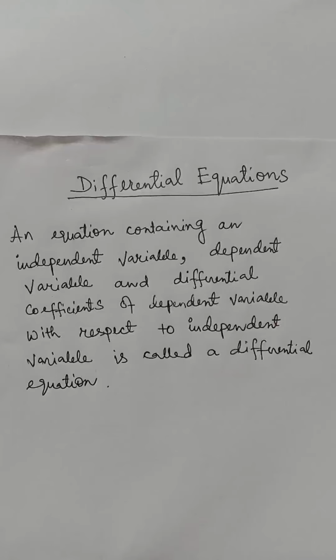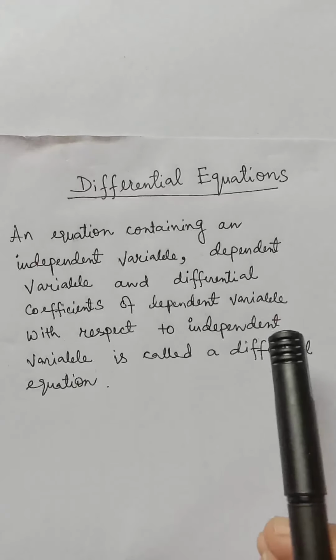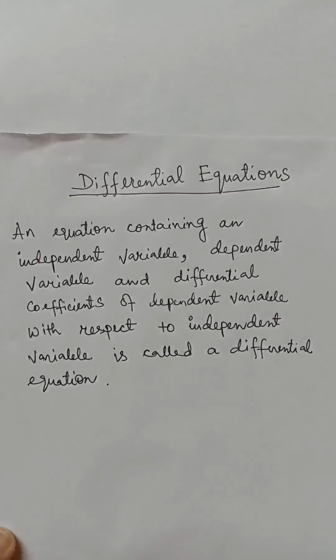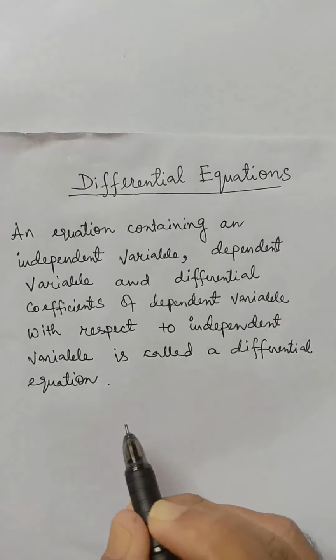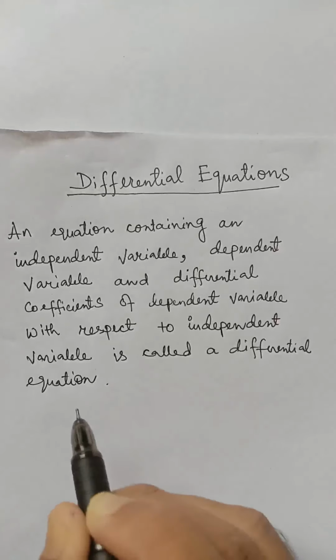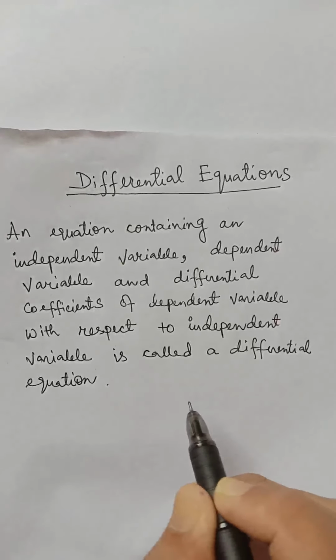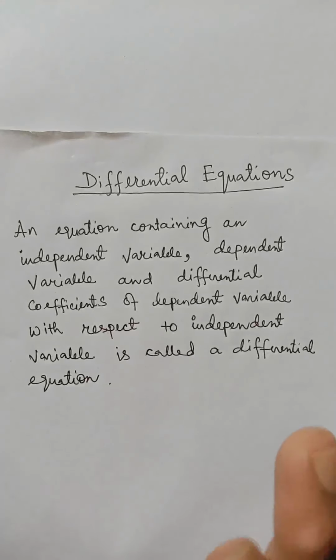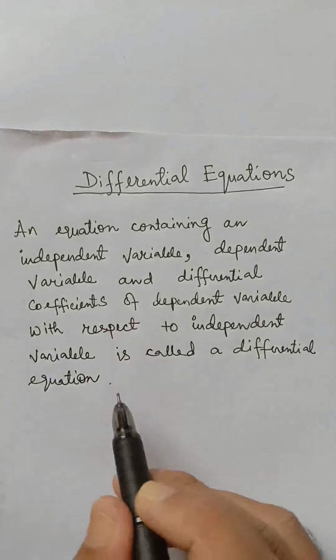Let me start with the definition. An equation containing an independent variable, dependent variable, and differential coefficients of dependent variable with respect to independent variable is called a differential equation. So, a differential equation is a relation between derivatives, that is differential coefficients, and the variables involved in it. For example, I am writing one example.